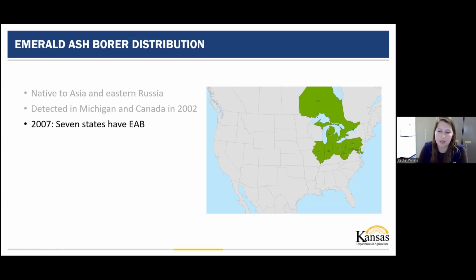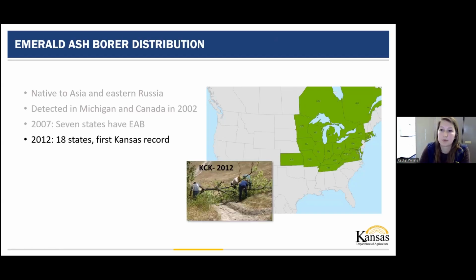Fast forward 5 years, it's 2007, and so far 7 states have officially confirmed emerald ash borer. Fast forward another 5 years, it's 2012, and right now 18 states already have emerald ash borer. And this was actually the year that Kansas got its first emerald ash borer record. EAB was found in Wyandotte County in Kansas City, Kansas area.